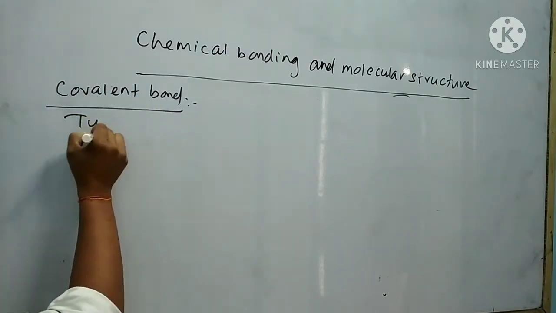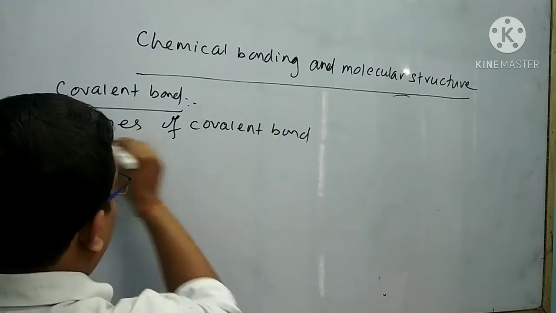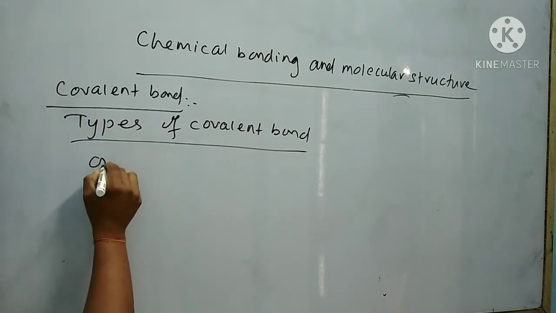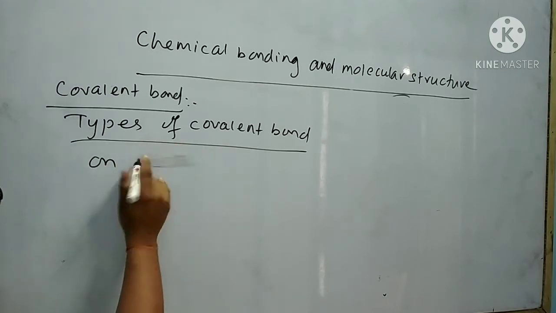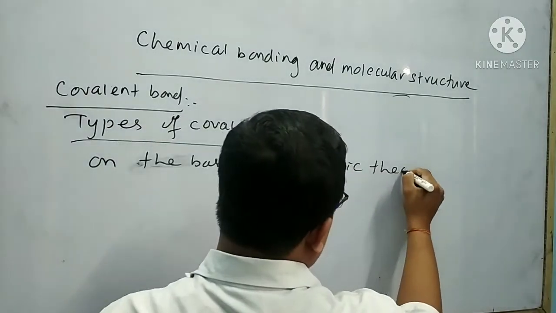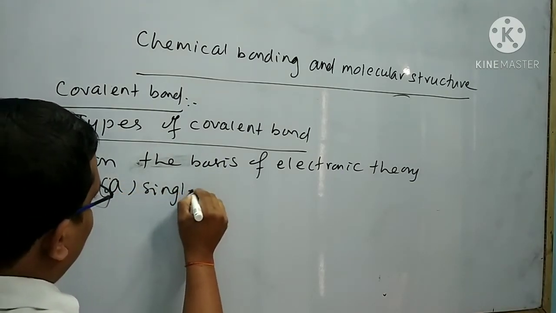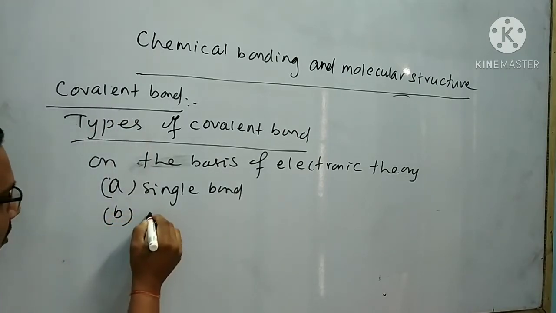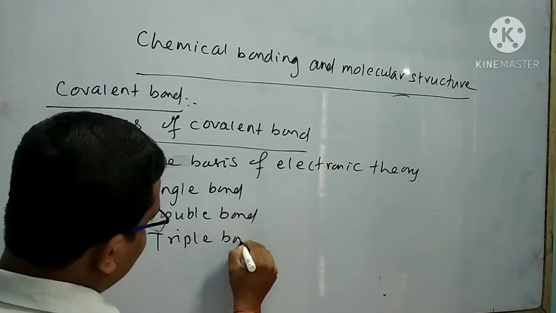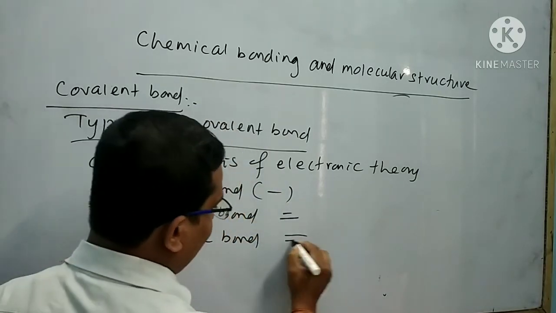Types of covalent bond. Next I will discuss the types of covalent bond. On the basis of electronic theory, covalent bonds are of three types. One is single bond, second is double bond, third is triple bond. Single bond is denoted by this symbol, this is for double bond, this is for triple bond.